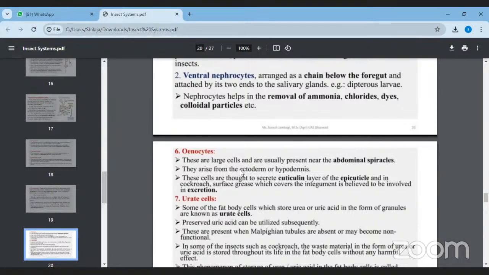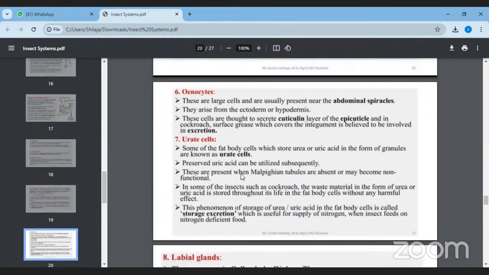So when we touch the integument or the body covering of the cuticle, we see this particular cuticulin secretion. These cells secrete the cuticulin layer of the epicuticle, and in cockroach the surface grease which covers the integument is believed to be involved in excretion.